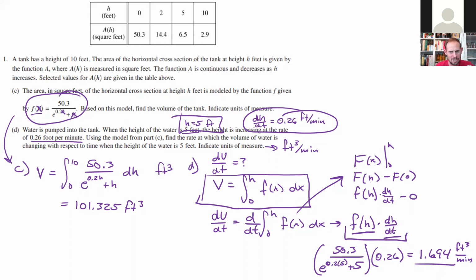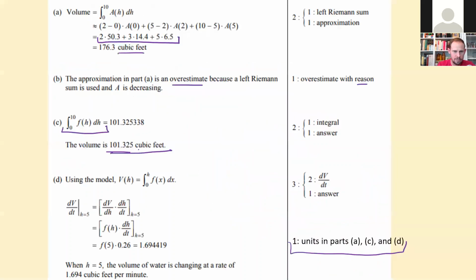It won't do it for you. You could still get the unit point though if you got the units right. All right. Did it ask us to explain it? No, it just said indicate and find it. So we don't have to write a sentence unless it says to explain.